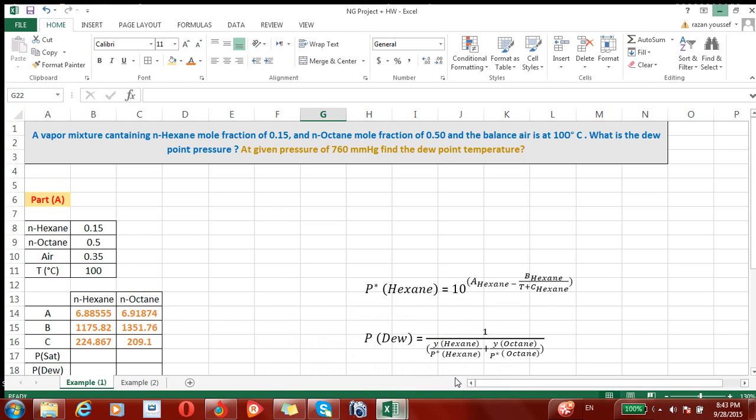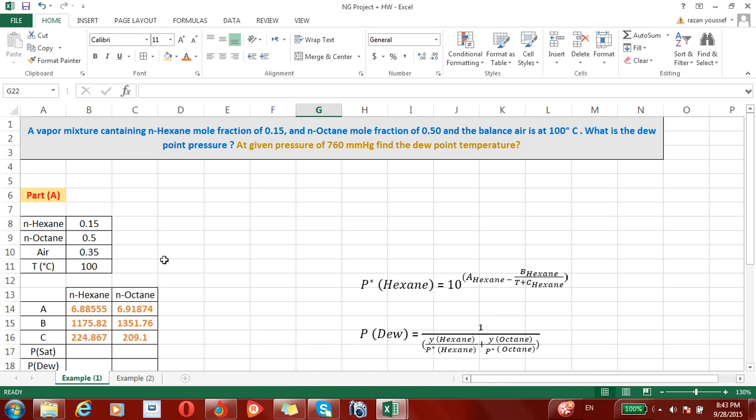So, starting with example 1, a vapor mixture containing n-hexane with mole fraction of 0.15 and n-octane with mole fraction of 0.5, and the balance is air, is at 100 degrees Celsius. In part A, they are asking us what is the dew point pressure. So we need to find the dew point pressure.